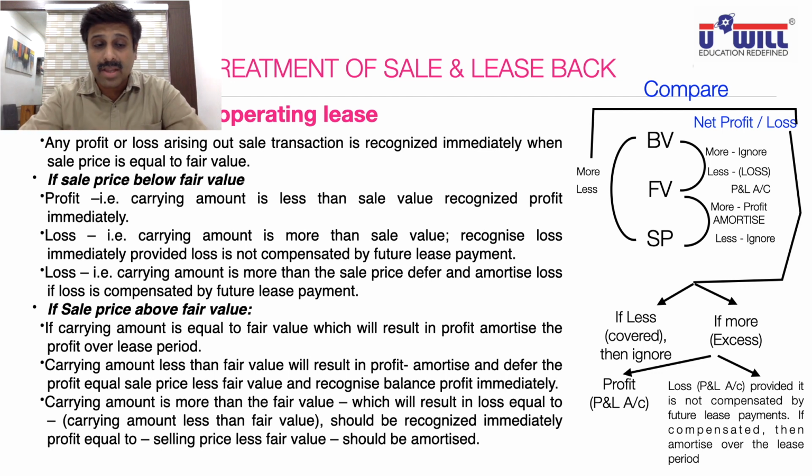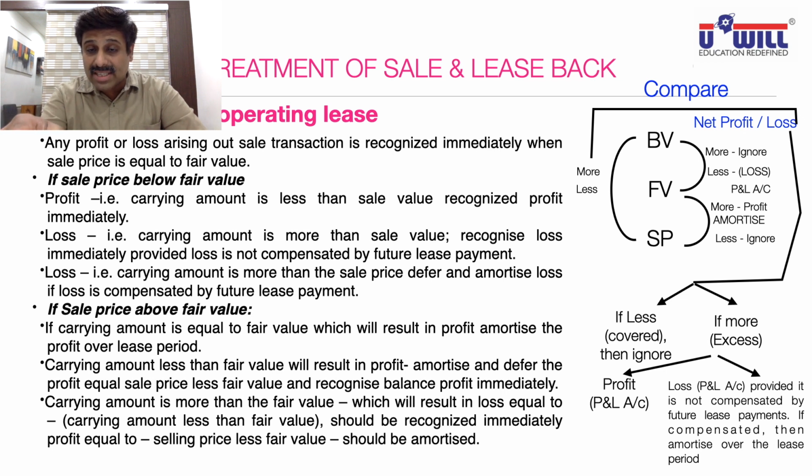Now first one, profit. Profit means fair value is more than the book value, or book value is less than the fair value. Carrying amount, meaning book value, is less than the sale value, meaning selling price, then recognize the profit immediately. Why? Book value is less than the selling price means what will you get? See here on the left side, profit. That excess profit at the bottom will go to not covered part, more excess, and that we are going to take to P&L immediately. If there is a loss, that is carrying amount is more than the sale value, book value is more than the selling price, then recognize loss immediately provided loss is not compensated by future lease payment.